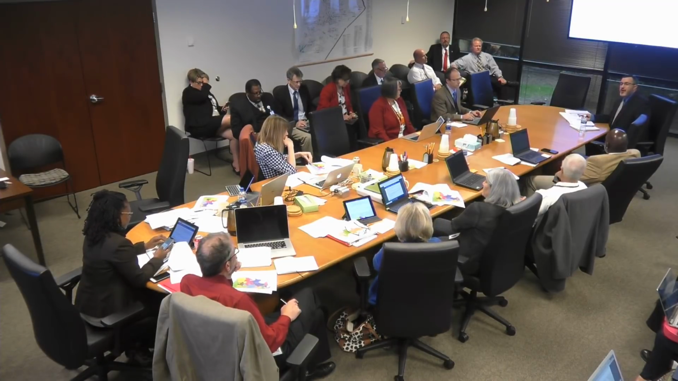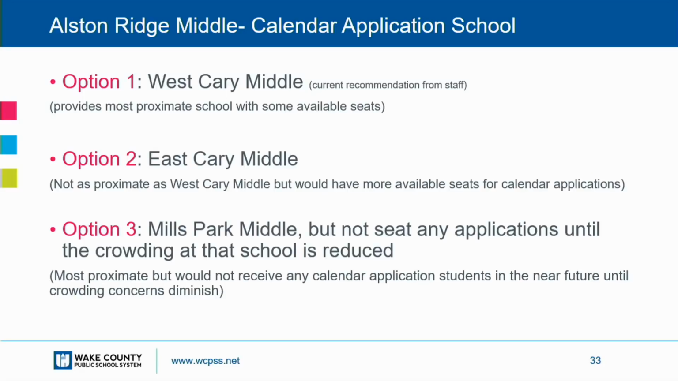So we had talked about it. If this school opens on the year-round calendar, the calendar application school choices came into play. We had heard some feedback from families that West Cary was too far. So here are some options that you can consider. Continue to use West Cary Middle School, which would be the current staff recommendation. Or we could use East Cary Middle School as a calendar application school. It's not as proximate, but we would be able to seat more students at the school. And again, this would be assuming that we open East Cary Middle School as traditional.